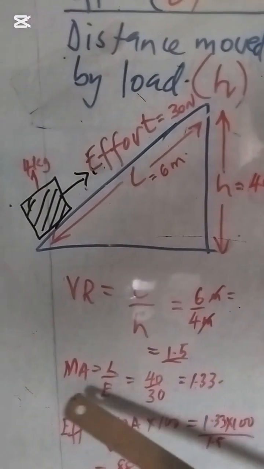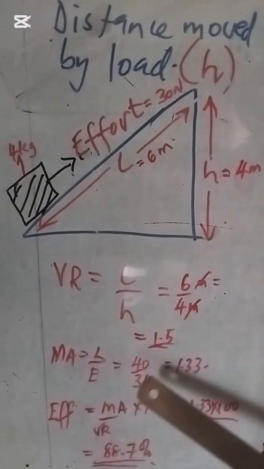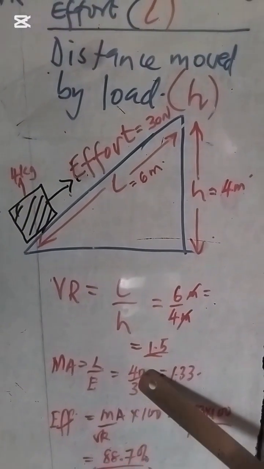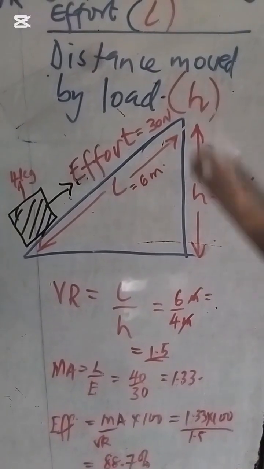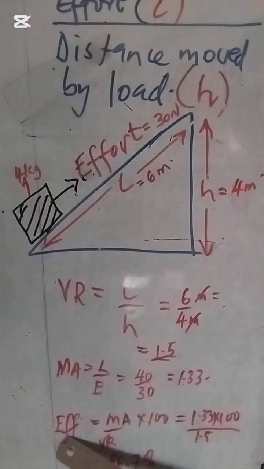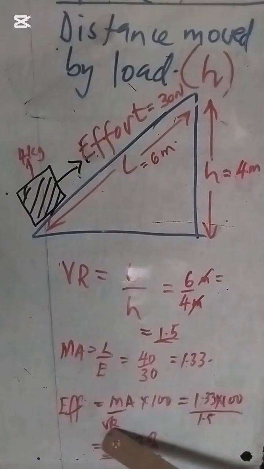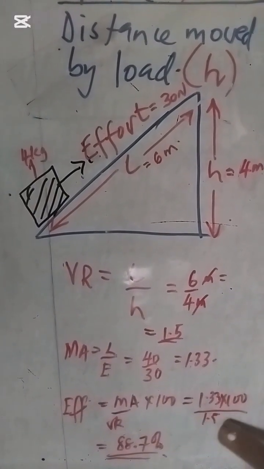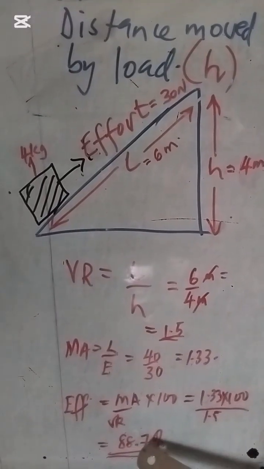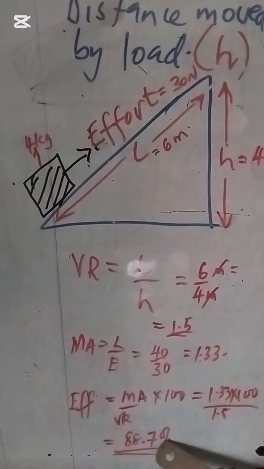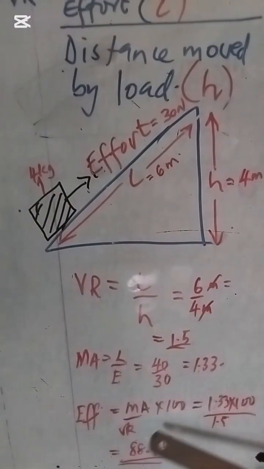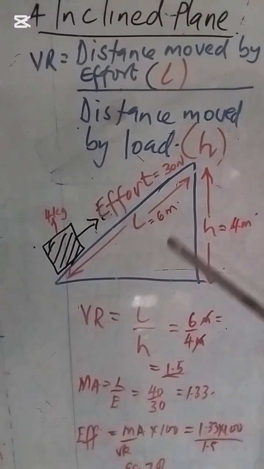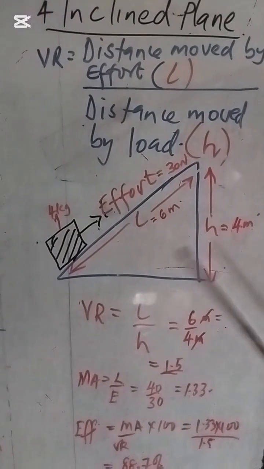Then like before, MA is load over effort. Your load is 40, 4 kgs times 10 to get 40. Then effort you are given is 30. Then efficiency becomes MA over VR times 100, 1.33 times 100 over 1.5. You get 88.7%. This machine, I failed to find where to write how to increase the efficiency of this machine.